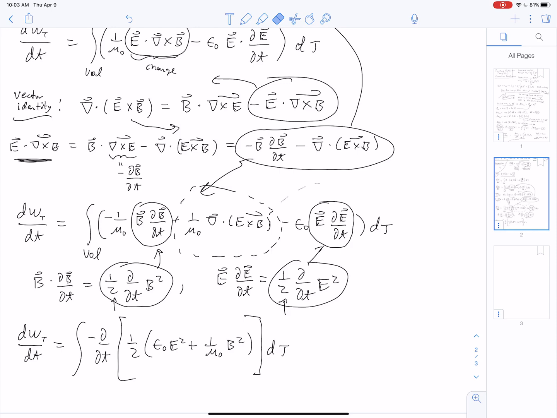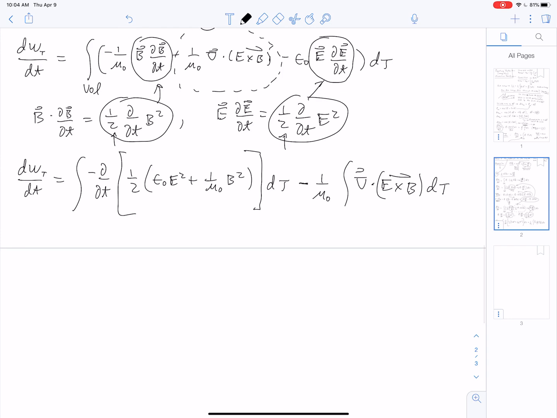Let's erase that. And I got that last term, which is minus 1 over mu naught integral of del dot E cross B, integrated over volume. Okay.